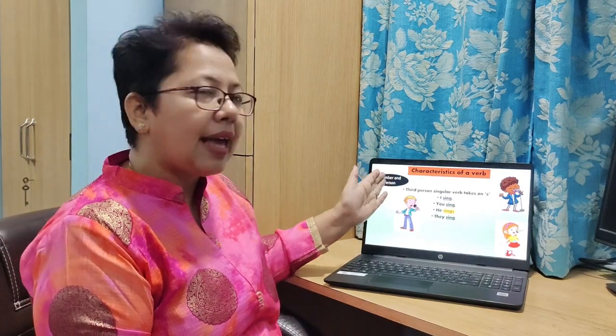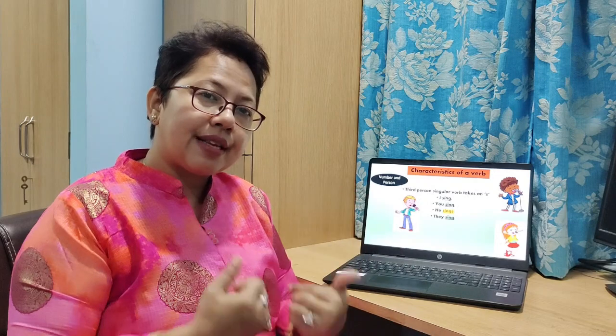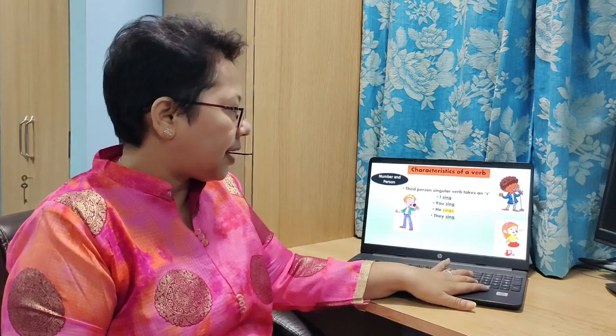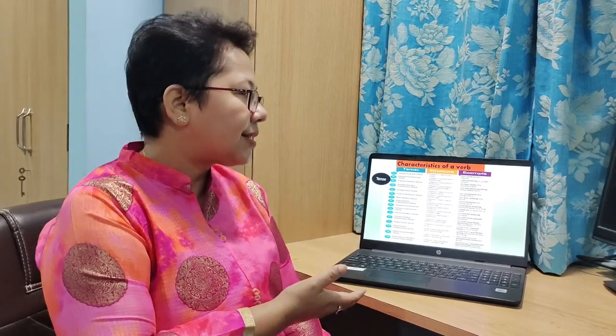So when we talk about the characteristics, it is about the number and the person, or the plural or the singular, and first person, second person, or third person. So this is an important characteristic of the verb. The second characteristic is tenses. We have the three tenses, the present, the past, and the future. The tenses will be dealt with in detail in another chapter. But for now, just remember, tense is also an aspect or characteristic of a verb.